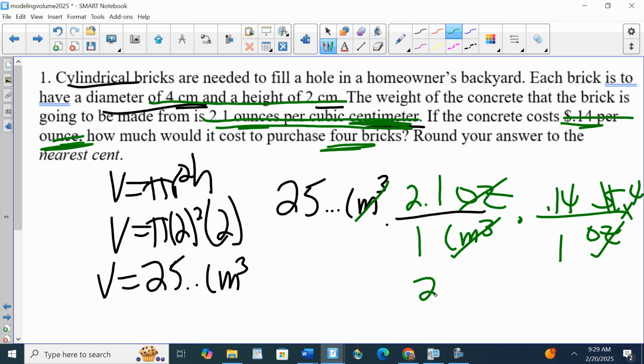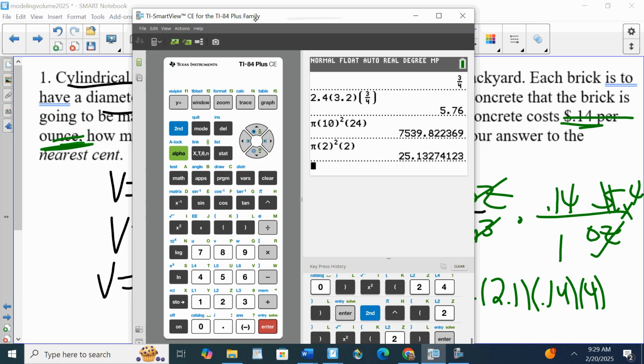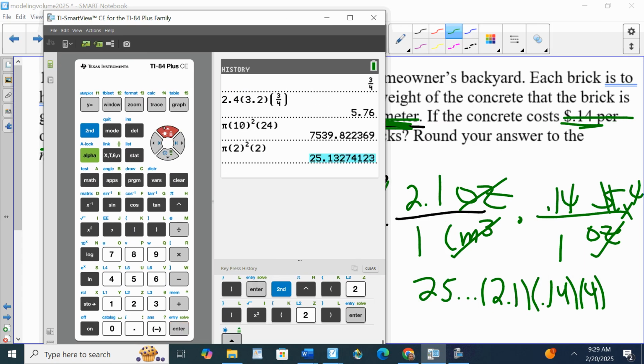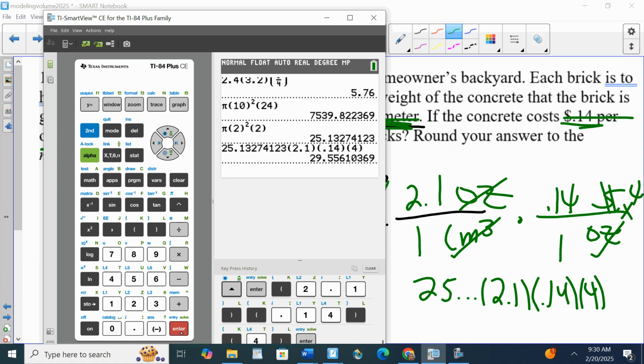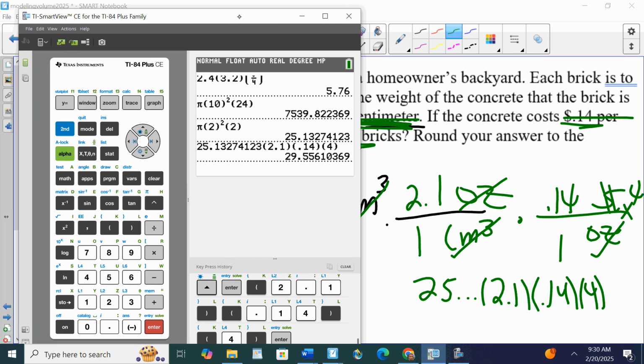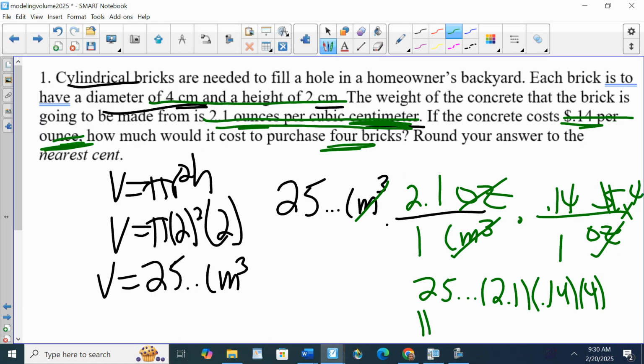So I'm going to have 25... Everything's on top this time. That's not going to always be the case, but we already went over that in dimensional analysis. So I'm going to copy and paste that 25..., times 2.1, times 0.14, times 4. With money, we always round to the nearest cent unless it says otherwise. It says cent. That's going to be 29.56.